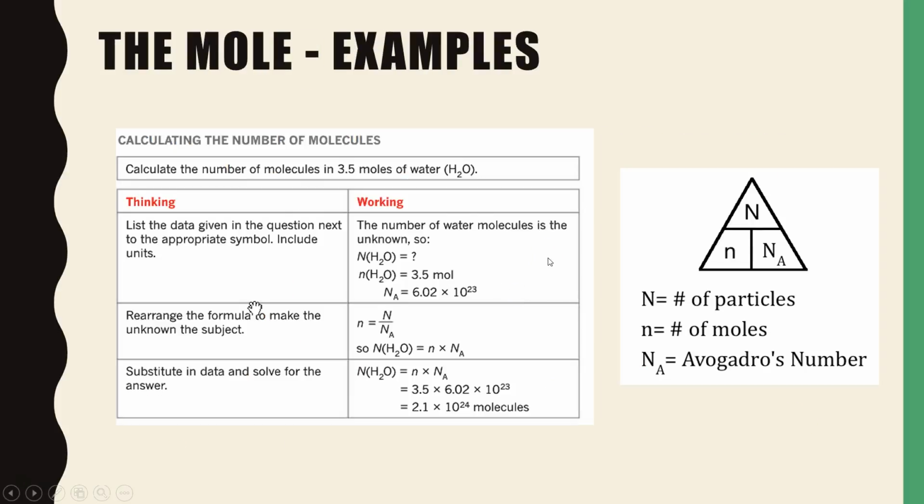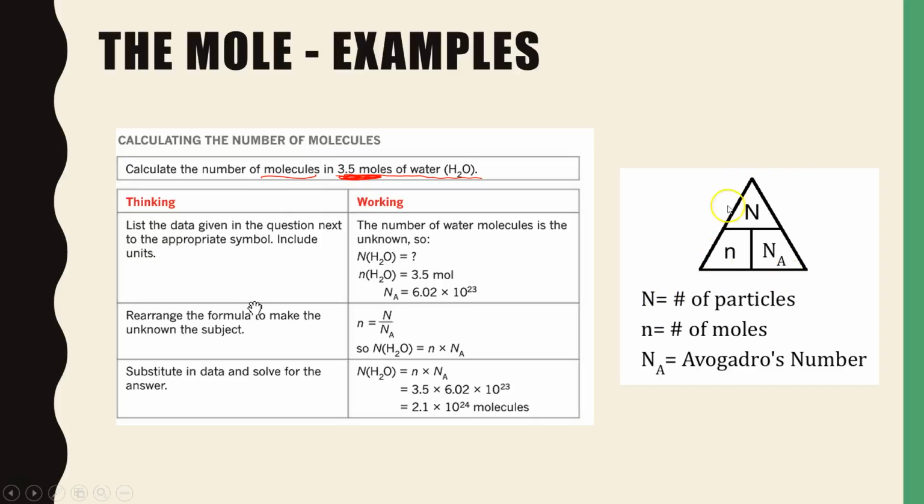So let's do an example so we can actually get a head around this. Calculate the number of molecules in 3.5 moles of water. You're given a quantity of water. We're not given the number of atoms of water. It's too large. It's too big to count. So we're given moles of water, 3.5 moles of water.